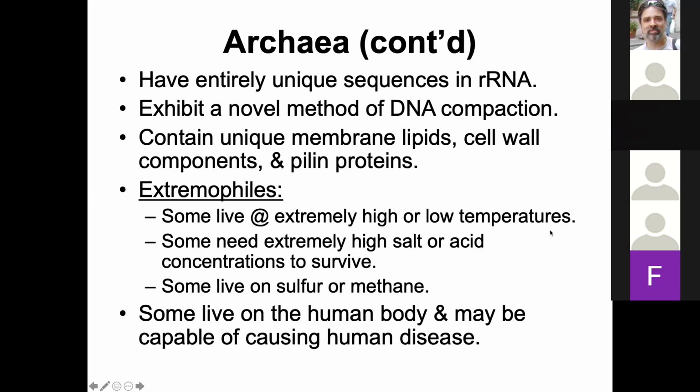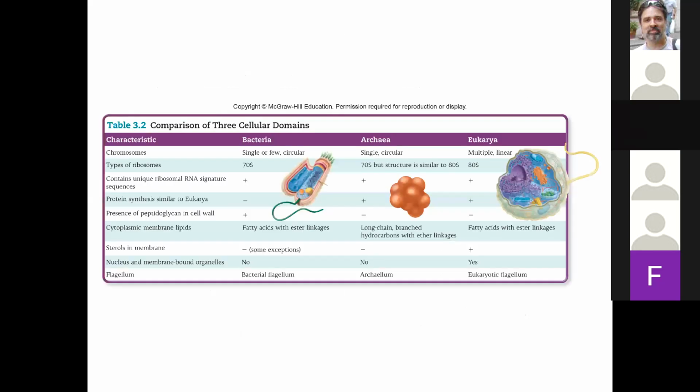Some archaea can cause disease, but you're very rarely going to see these. Now, why can these organisms live in these extreme conditions? That's because they have the appropriate information in their DNA to build the proteins that let that happen. They actually don't like, most of the time, what we would think of as human body conditions. So you can see here a comparison of the different types of microbes: bacteria, archaea, eukarya. This is in your book, table 3.2.